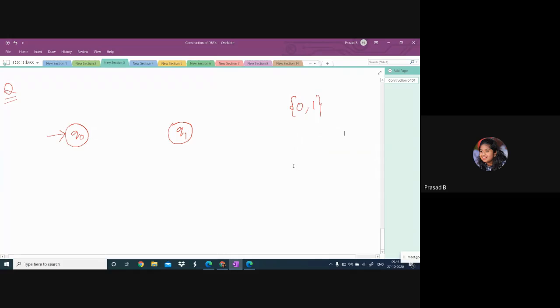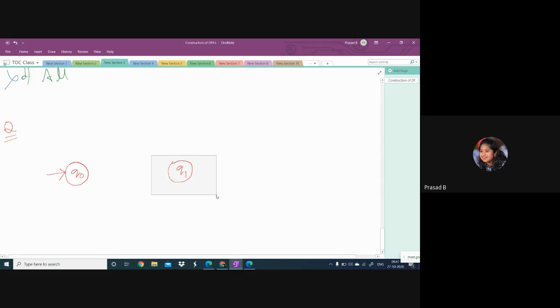I repeat, if there are two states, Q0 and Q1, and always Q0 is initial, and our two input symbols are 0 and 1, how many DFAs can you construct? I'm not giving you any final state. You can take anything as final, it depends on you. But always Q0 is initial and Q1 is the second state. How many DFAs can you have?